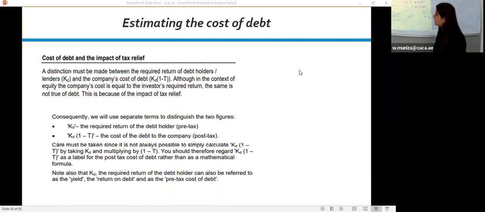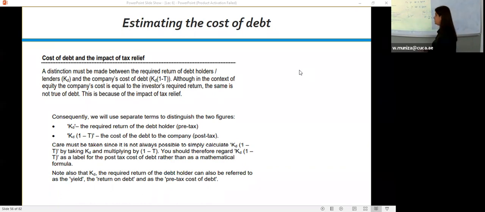KD, the required return of the debt holders, that is pre-tax. KD(1-C), the cost of debt to the company, that is post-tax. Care must be taken, since it is not always possible to simply calculate KD(1-C) by taking KD and multiplying by (1-C).